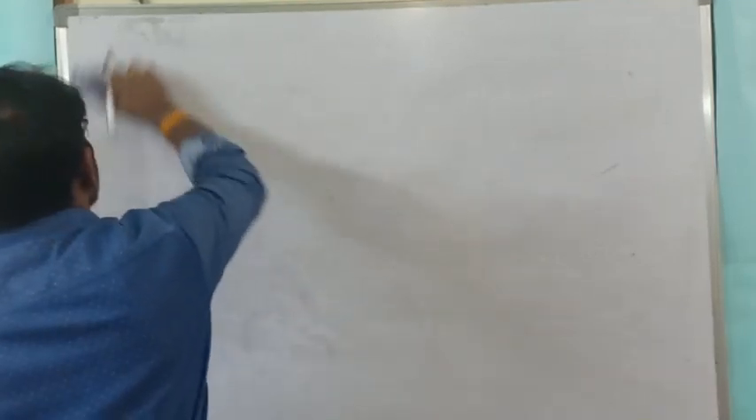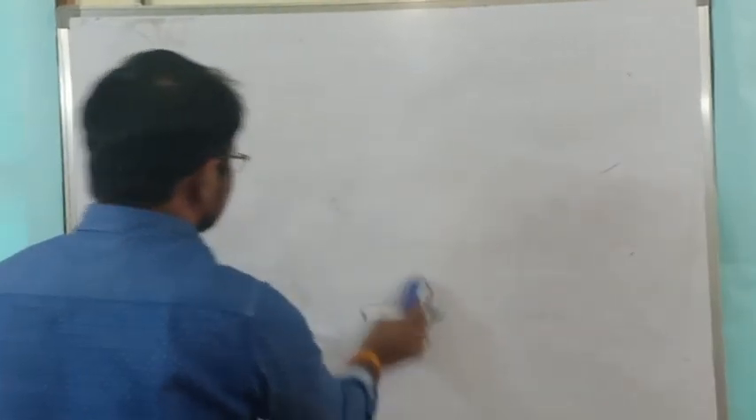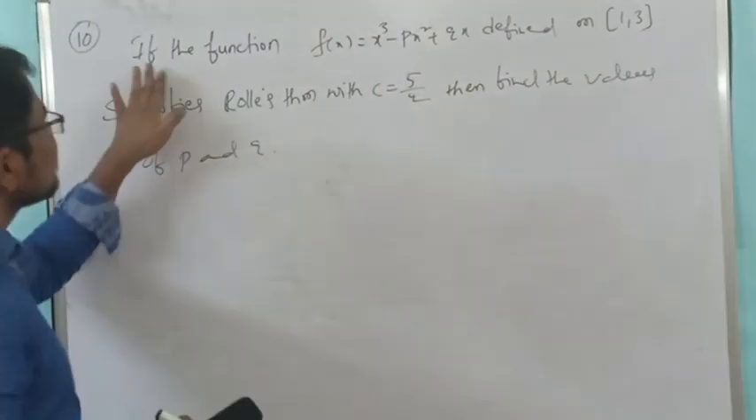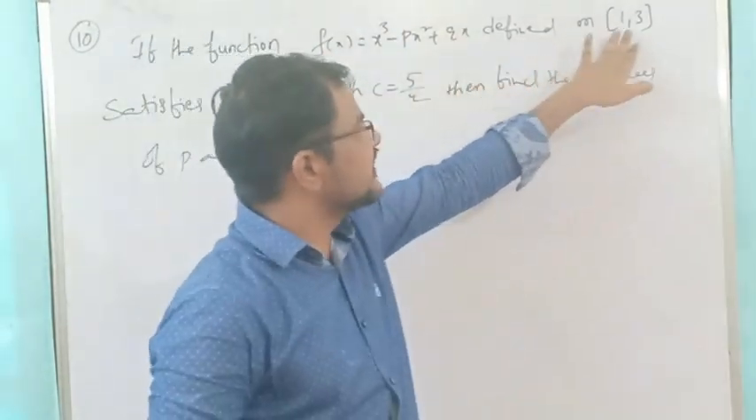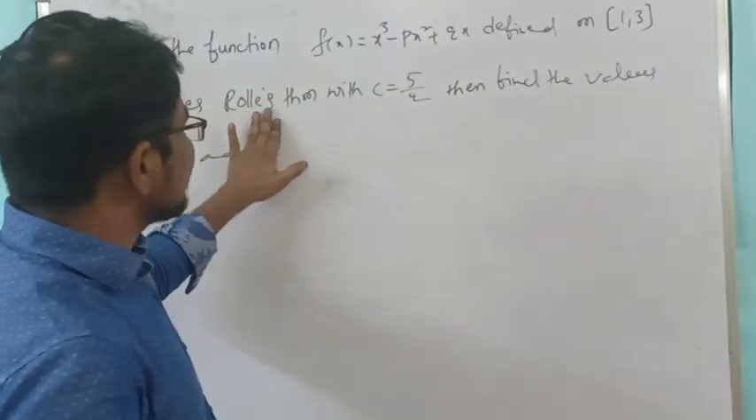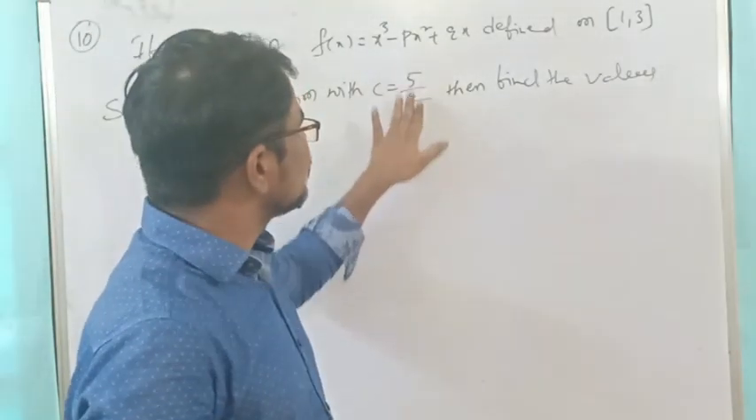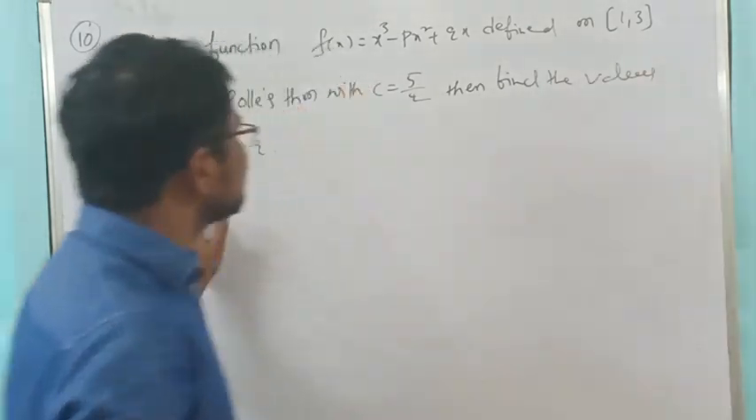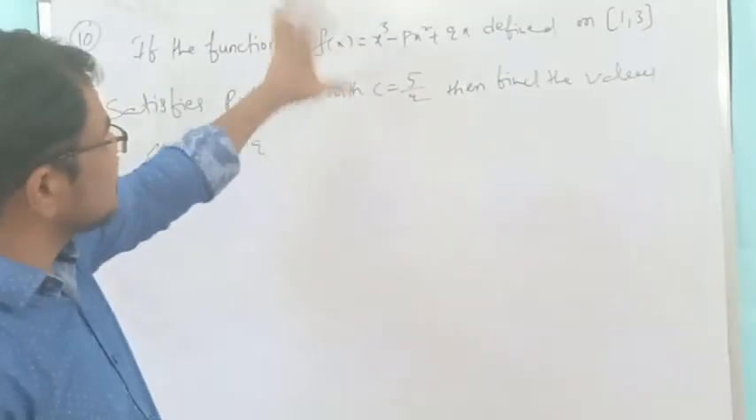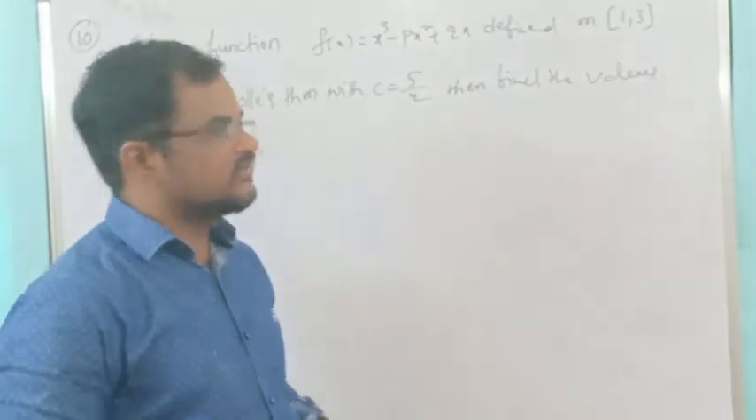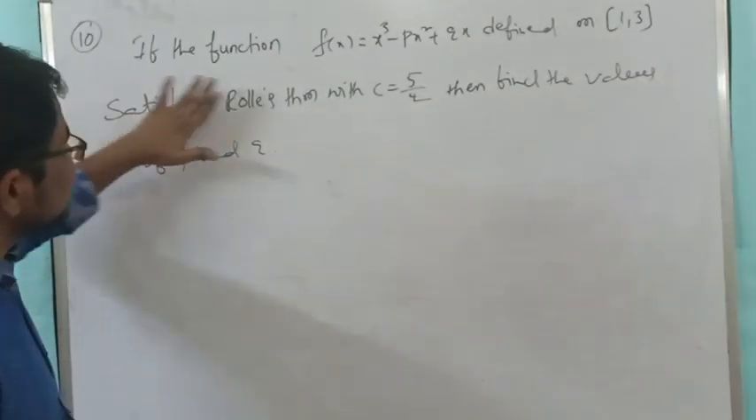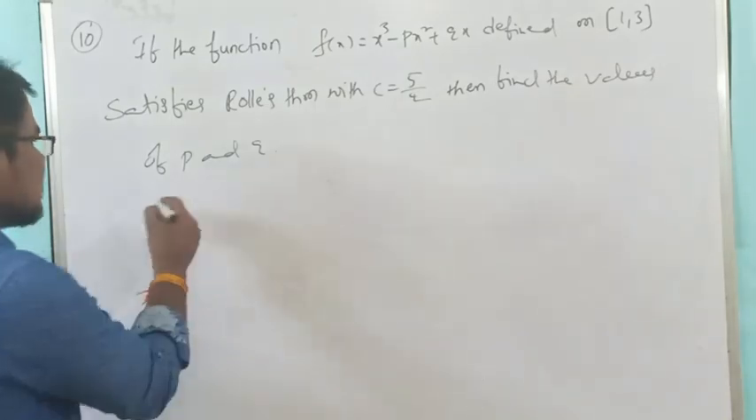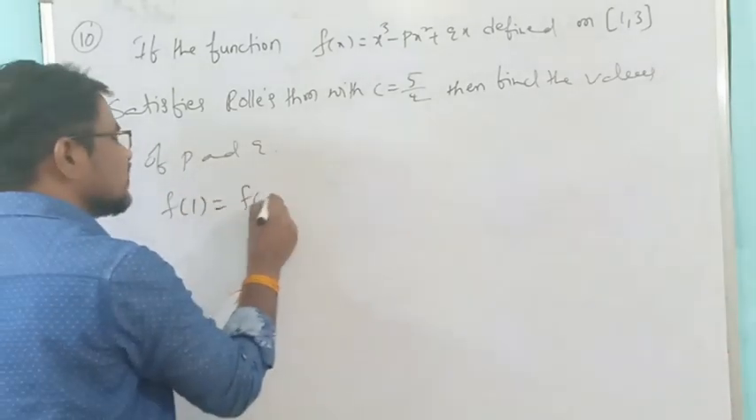See the 10th problem. If the function f of x equal to x cube minus p x square plus q x is defined in this interval and it satisfies Rolle's theorem at c equal to 5 by 2, then find the values of p and q. For this one, the given function is already continuous and differentiable, and it is also satisfying Rolle's theorem, meaning f of 1 equal to f of 3 is given.